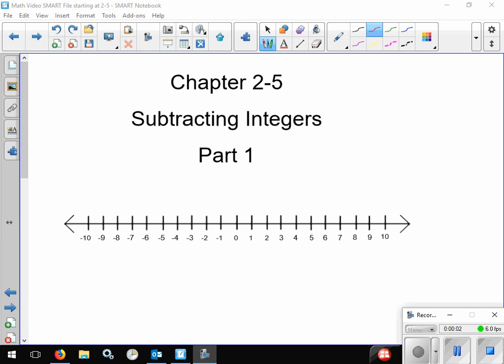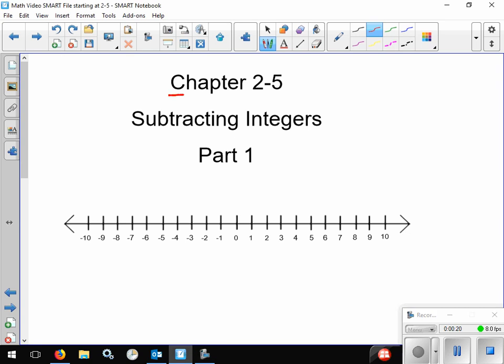All right, in this video, we're now subtracting integers. So, of course, we have that St. James heading at the top, so you know you got to write that first. So pause the video if you need to, if you don't have it already written down. You have the St. James heading at the top.